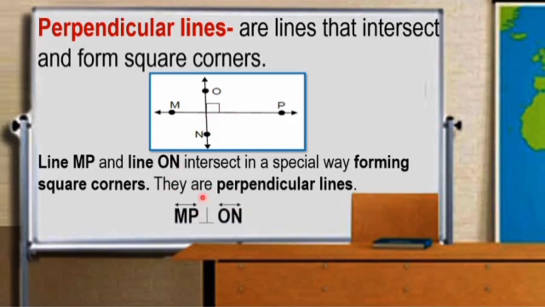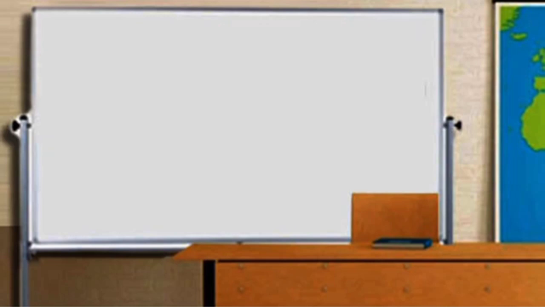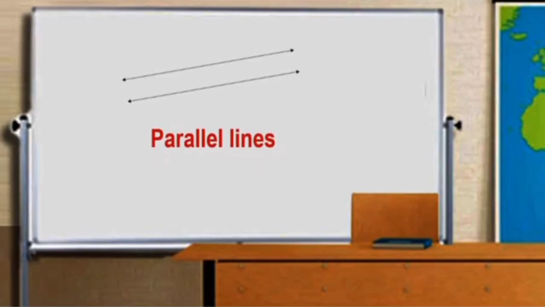So, pwede natin siyang isulat ng ganito: line MP is perpendicular to line ON. Now, magpa-flash ako ng illustration sa ating screen. Tukuyin ninyo kung anong lines ba siya based sa ating discussion. The first one we have, correct, ito ay parallel lines.